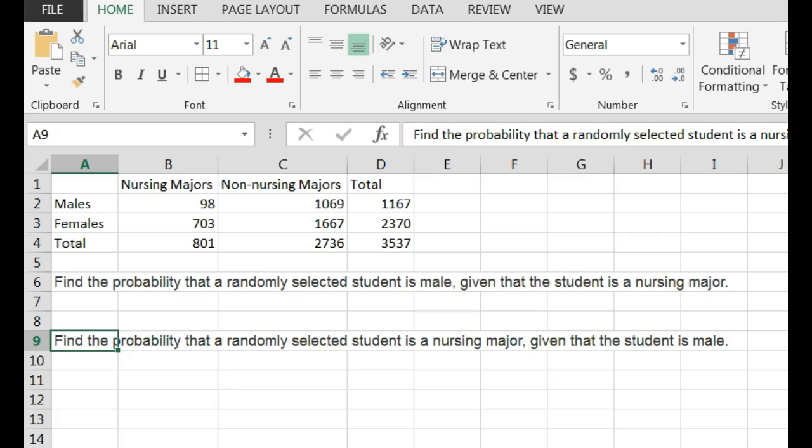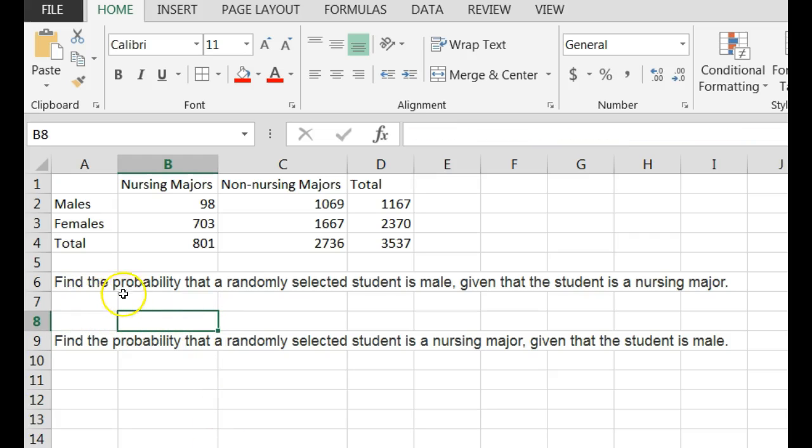Now I'm looking at a question like number 5 in the week 3 homework. It gives us a contingency table or a pivot table, whatever you would like to call it. They're both the same. But we're given a table and we're asked 2 questions. The first question is find the probability that a randomly selected student is male, given that the student is a nursing major. Now, when you see given that, I'm going to shake my jar of marbles and dice. When you see given that, that changes your denominator. We are only dealing with the nursing majors.